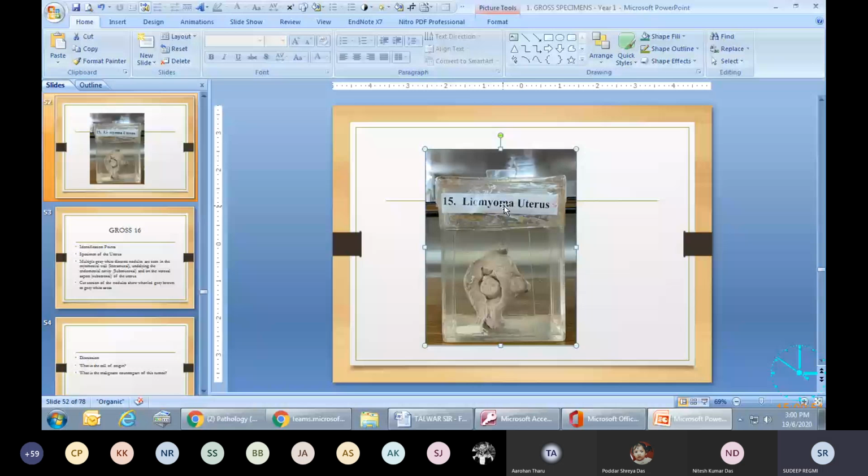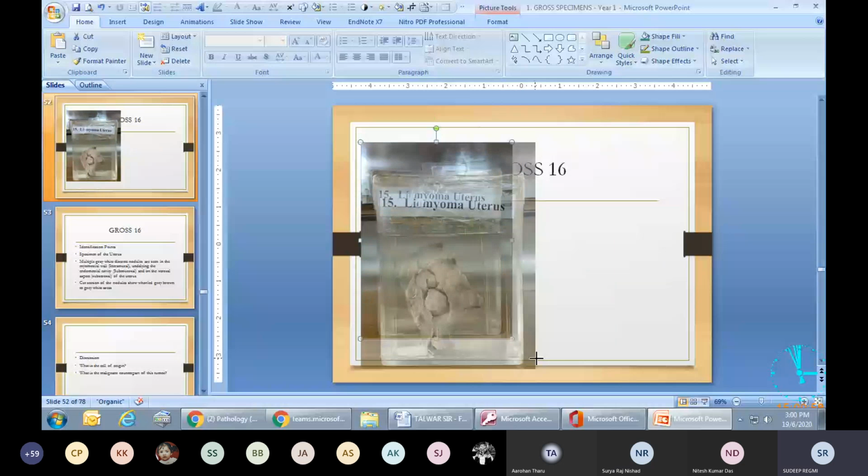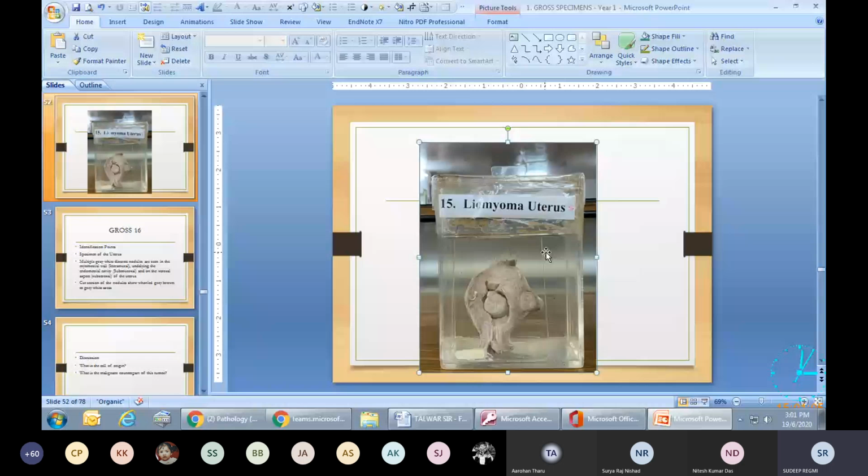Here, what can you see? A specimen of uterus. It is a uterus. Okay, it is a uterus. The first thing is you have to identify the specimen. Either it is a breast or it is a colon or it is a stomach or it is a... So that should be your first identification. Okay, so this is a uterus. So in the uterus, what can you see?